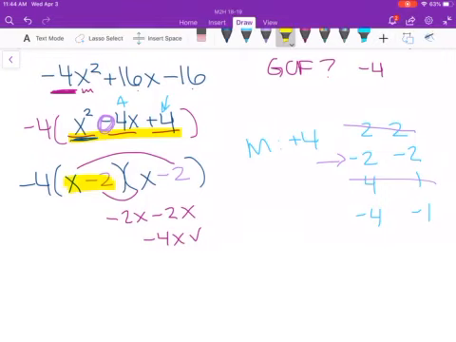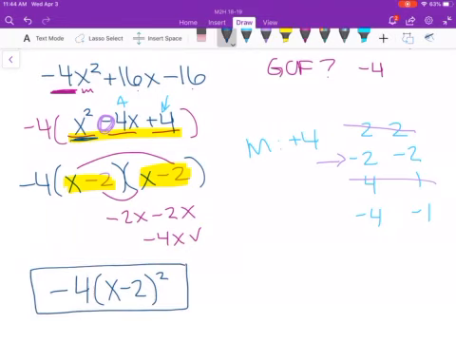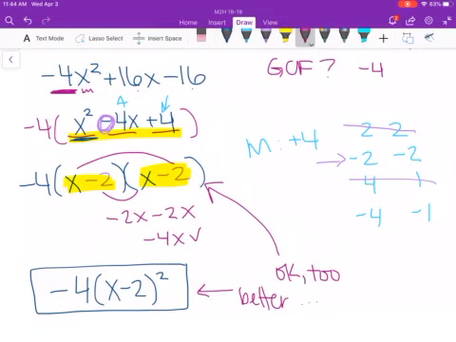Since you have x minus 2 and x minus 2, well, what do we put if we have a thing multiplied by itself? We can have an exponent, which means we'll have the negative 4. It can be simplified further to be x minus 2 quantity squared. If you left it like that one, that's okay too at this point, but this one is better. More factored, okay? Hope that helps.